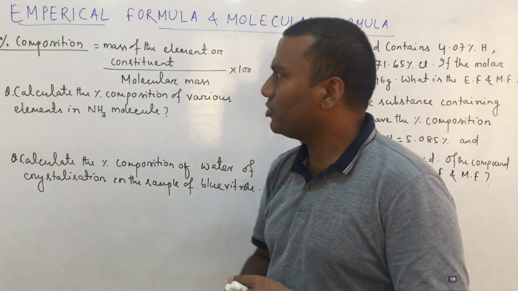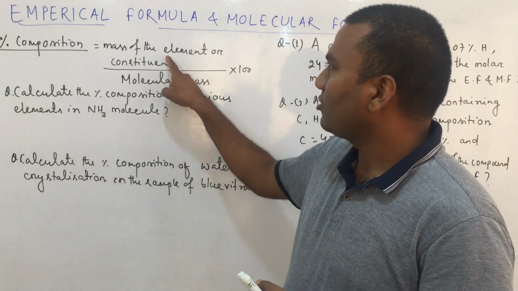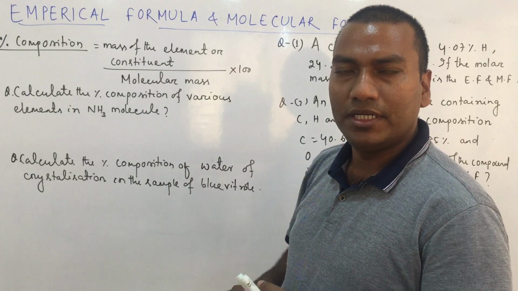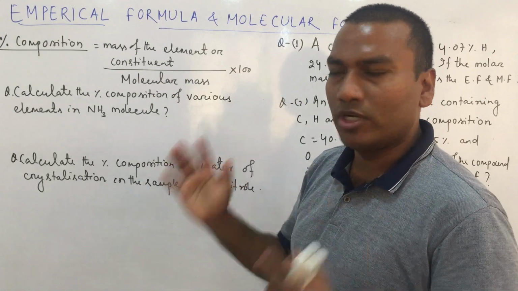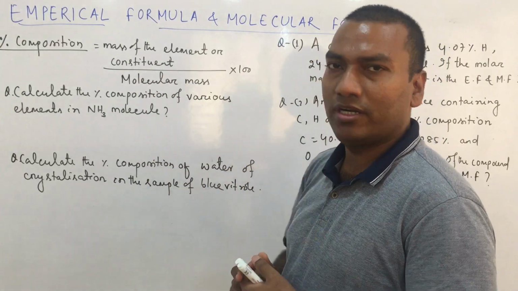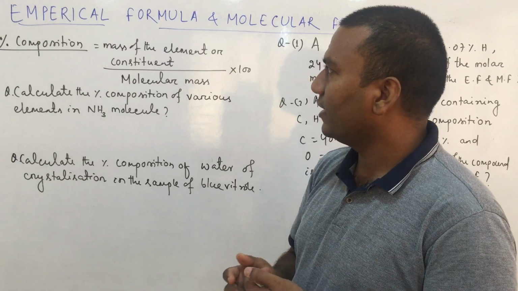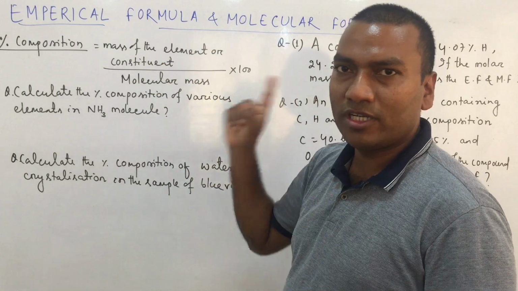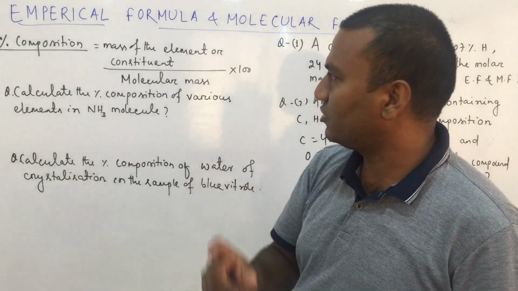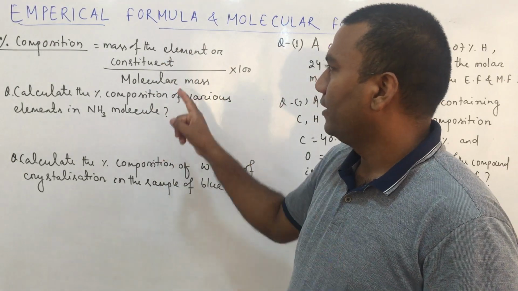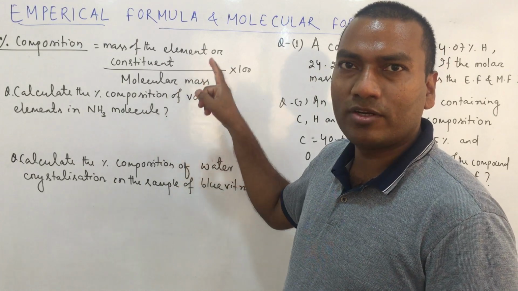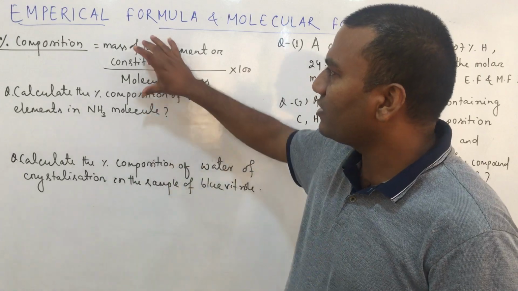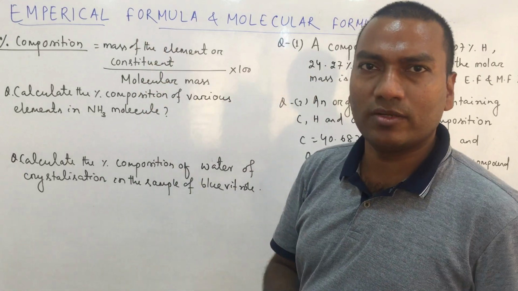So percentage composition equals the mass of that element or constituent present in the molecule divided by the total mass or the molecular mass, into 100. Once again, percentage composition equals the mass of that particular element or constituent present in the molecule divided by molecular mass or total mass, into 100. Clear? In this concept, there are purely numerical questions.